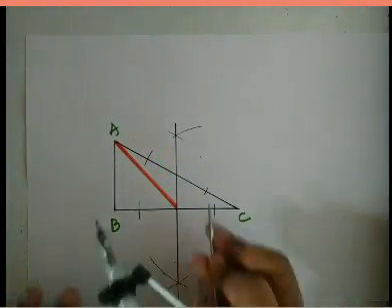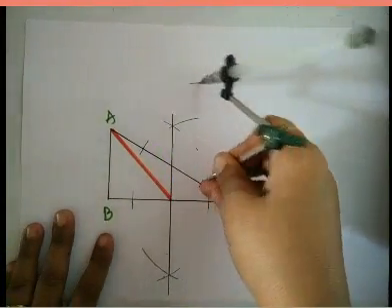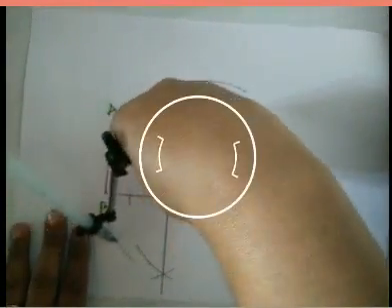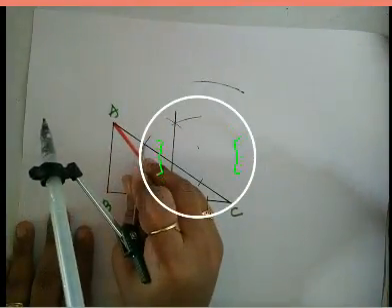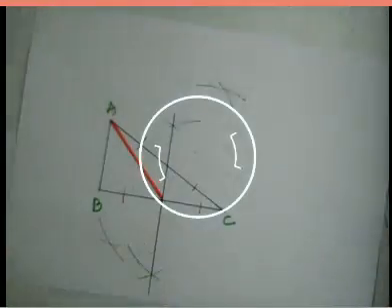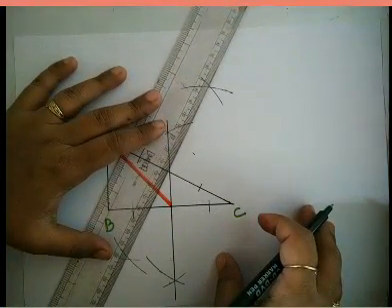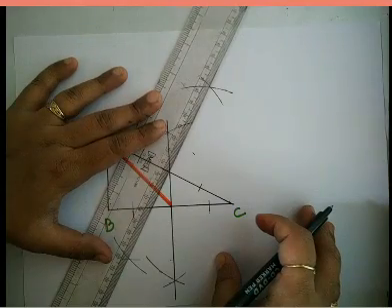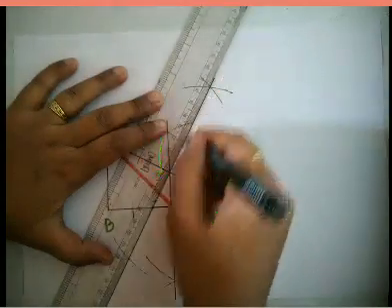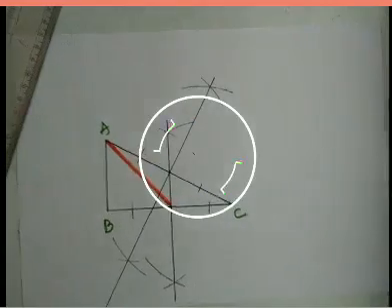Okay. Now keep the pointer here, draw an arc up and down. Keep the pointer here, draw an arc up and down. Okay, so now here we will draw a perpendicular bisector, and from this we will get a midpoint of segment AC.